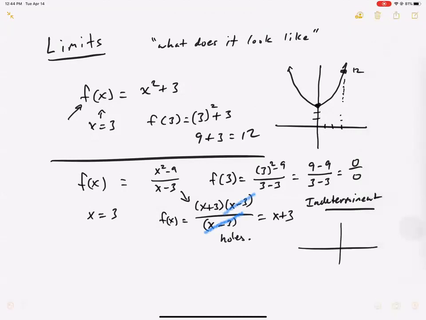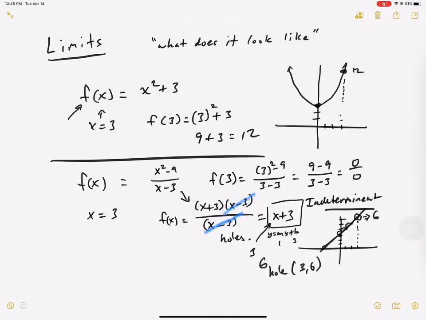Let's look at the graph. What does the graph of x plus 3 look like? We have x plus 3 left over. That is y equals mx plus b. The slope is 1. The y-intercept is 3. 1, 2, 3, put a dot. Rise over run, 1 over 1. So what does this graph look like when x equals 3? What does it look like if I plug in 3 here? 3 plus 3 is 6. The graph looks like 6. And we call that a hole. The hole happened at (3, 6).